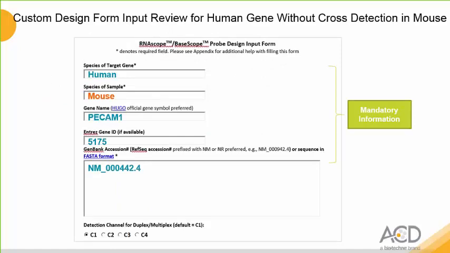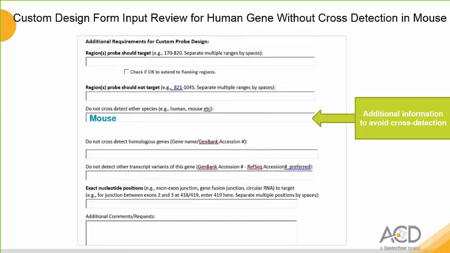So when you request a species-specific probe, we ask you to specify both the gene species and the sample species. If only the species of the target gene is mentioned, for example, if it only says human PKM1 in this form, then the probe will only be screened against the human genome database by default, and the probe might end up having cross-detection to mouse or other species. And we also suggest you fill in the do not cross-detect other species field for a species-specific probe.